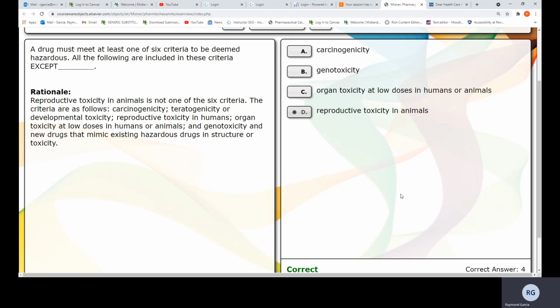The criteria are as follows: carcinogenicity, teratogenicity, or developmental toxicity, reproductive toxicity in humans, organ toxicity at low doses in humans or animals, genotoxicity, and new drugs that mimic existing hazardous drugs in structure or toxicity. So anything that's just toxicity in animals is not.